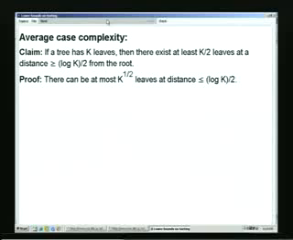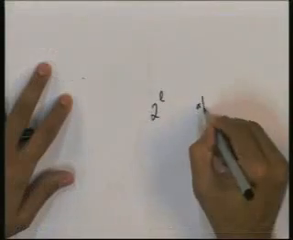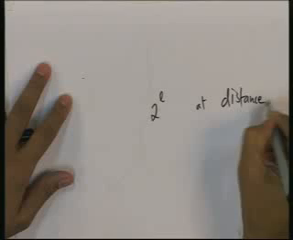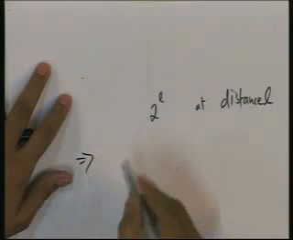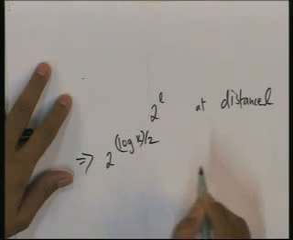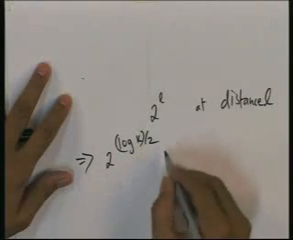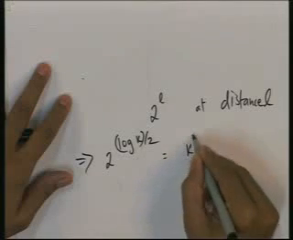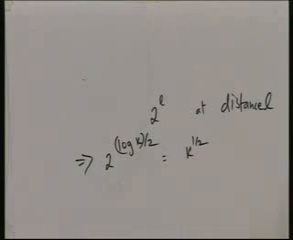So here is the first claim. If a tree has k leaves, then there exist at least k by 2 leaves at a distance at least log k by 2 from the root. Well, here is the proof. There can be at most 2 to the L leaves at a distance L, which means there can be at most 2 to the power log k whole thing upon 2 leaves at distance L, and this is nothing but k to the half, or square root of k. So that is what has been claimed over here.